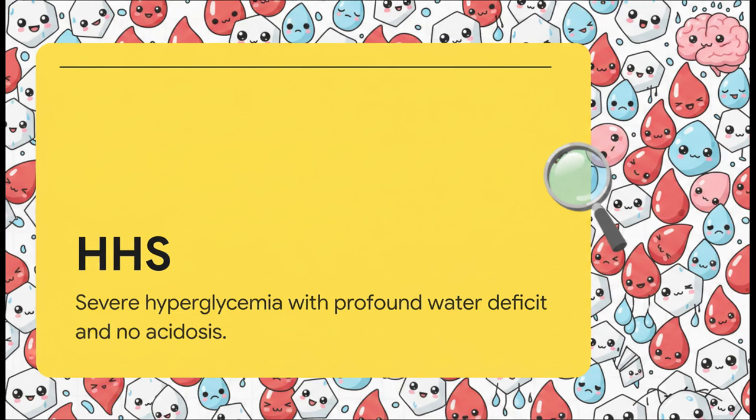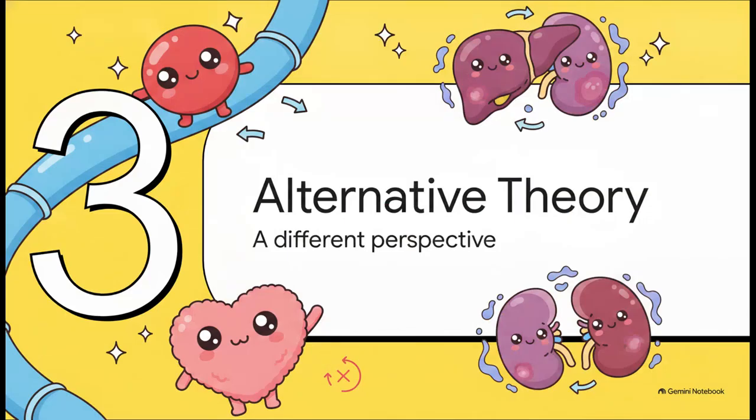This creates a hyper-concentrated blood state that literally acts like a sponge, pulling water right out of the body's tissues, including the brain. And that severe dehydration is what leads to progressive neurological changes and ultimately a coma. All right, Section 3, the alternative physiological theory. This is where things get really interesting.